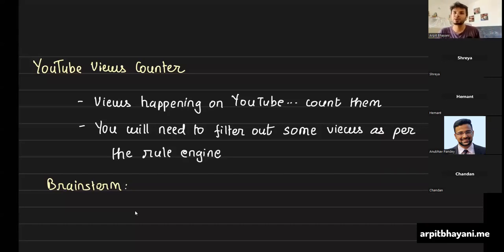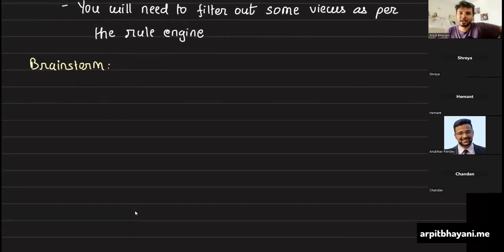So now, how do you go about it? So assume that there exists a black box for the rule engine whose job is to tell you, is this view genuine or not? Okay? Assume that exists. Assume that YouTube views are coming in some form. We'll discuss that form, and then at the end we will do count plus plus in the database, right? Okay, how do we go about this? Raise your hands, I'll pull you in.